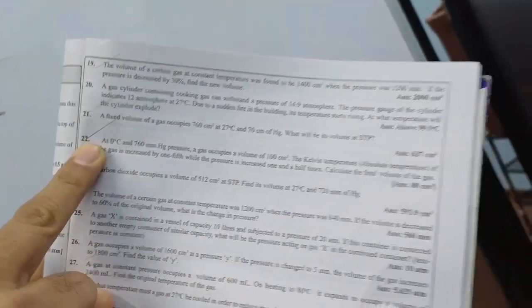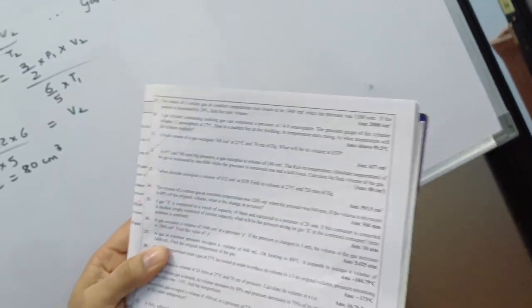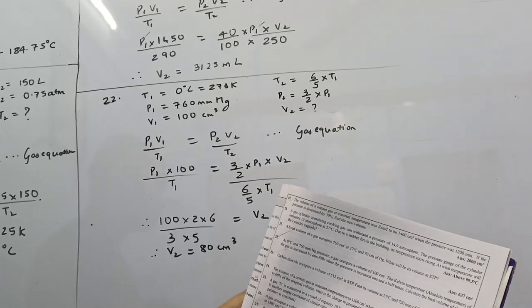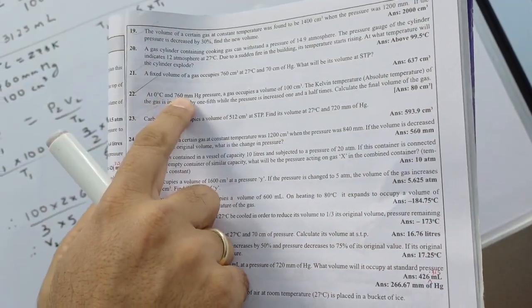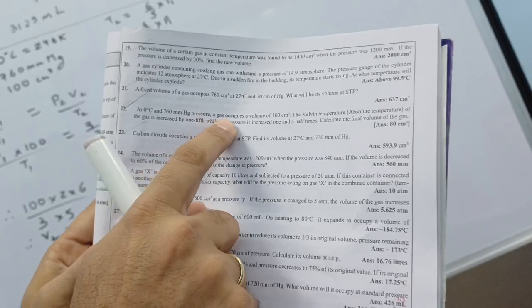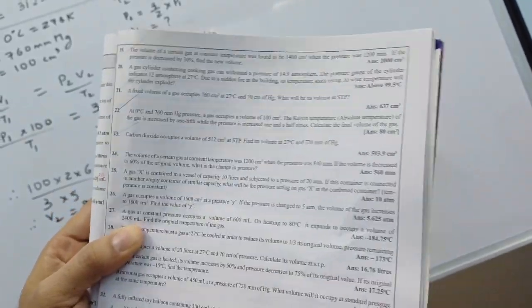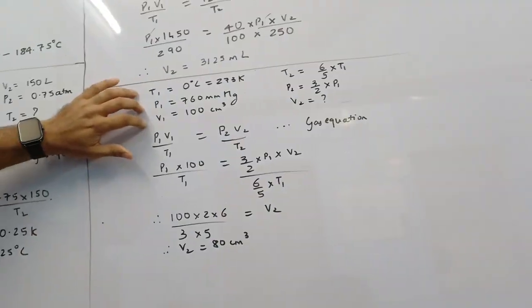22nd sum. It's a challenging sum, so let's do this one. Save the best for the last. At 0 degrees Celsius and 760 millimeter mercury pressure, a gas occupies a volume of 100 centimeter cube. So I wrote all the data. So far, so good. Very straightforward.